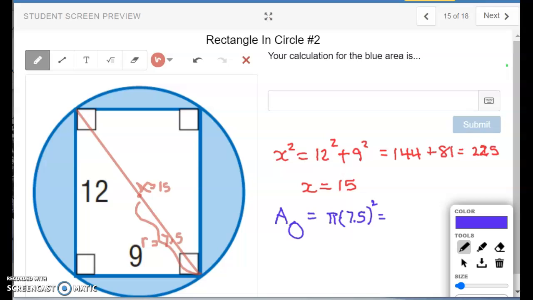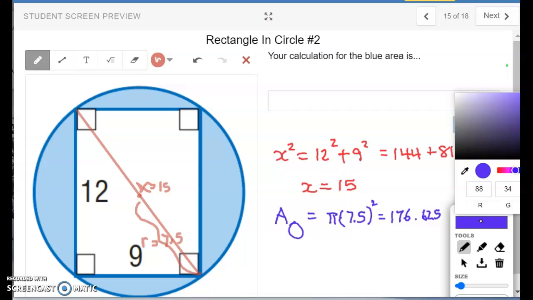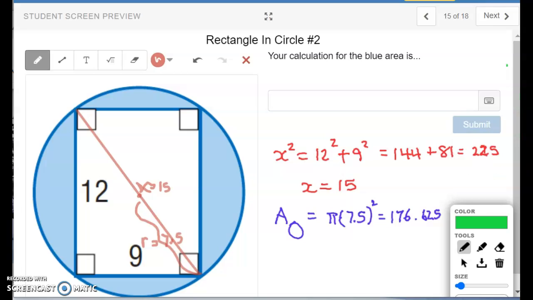And when I use the calculator, it gives me 176.625. Now let's calculate the area of the rectangle. Area of the rectangle is going to be 12 times 9, which is going to be 108 centimeters squared, or units squared.